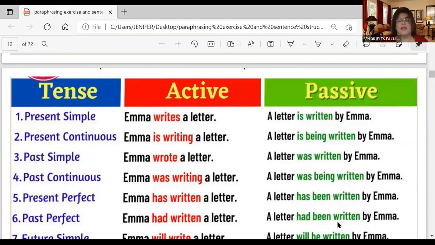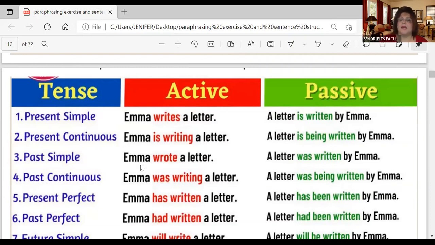Present simple. Emma writes a letter. Passive voice, a letter is written by Emma. Present continuous mein, Emma is writing a letter. Present continuous hai. So, bachche log, verb ki form ing ki aayegi. Is writing. A letter is being written by Emma.